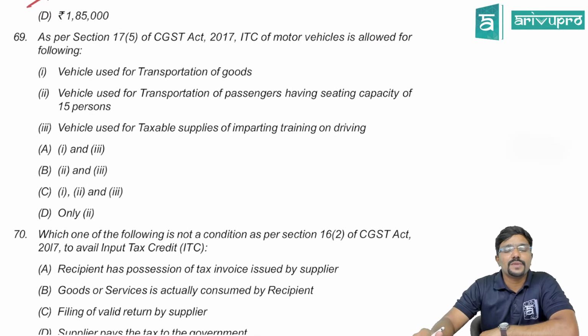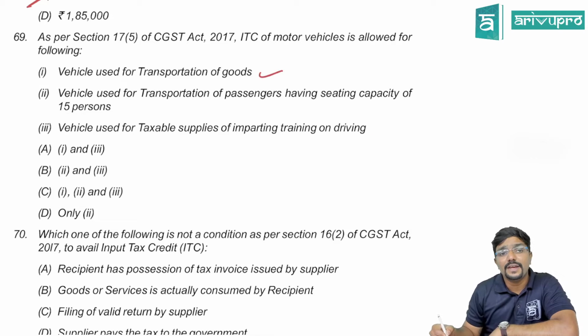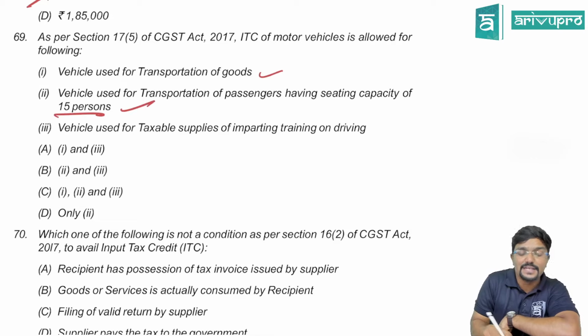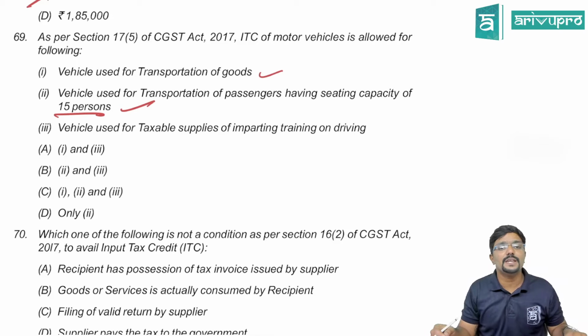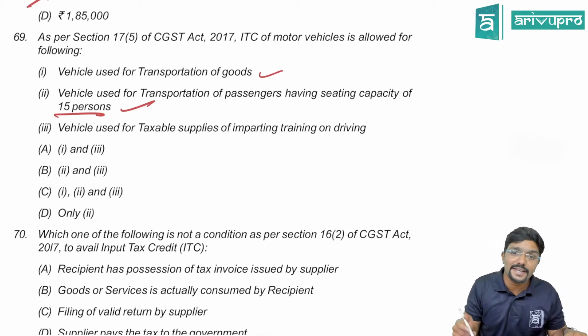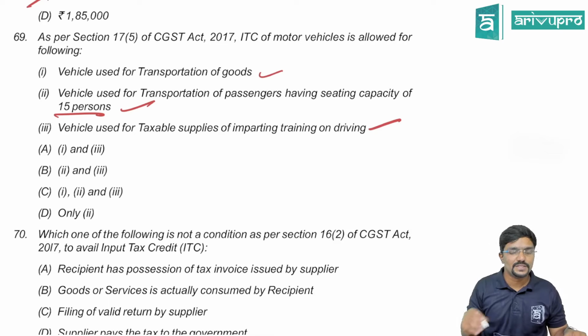As per section 17.5, which talks about blocked credit, ITC of motor vehicle is allowed for the following. Vehicle used for transportation of goods, is it allowed? Yes, it is not blocked. Vehicle used for transportation of passengers having seating capacity of 15. See, if it is not more than 13, it is allowed for transportation of persons. But here it is 15. Please be careful. Vehicle used for taxable supply of imparting training on driving. Yes, even this is allowed. So what is the answer? All three, which is C. This is as per section 17.5, guys.